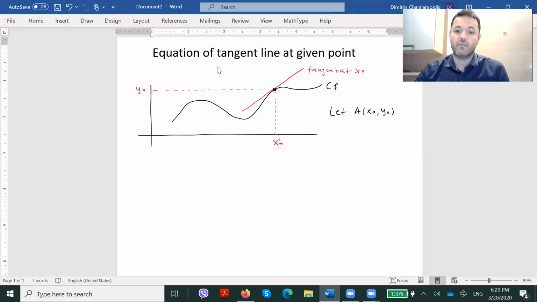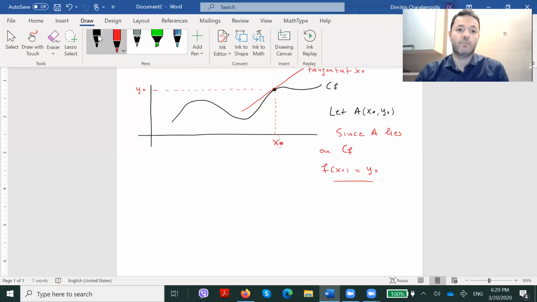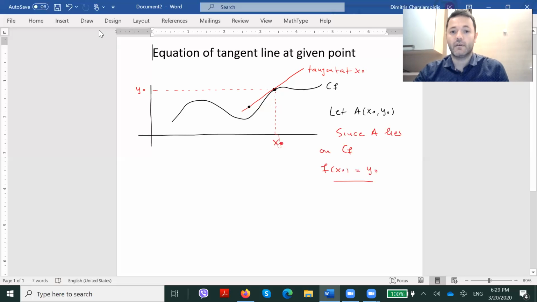Before we start, since A lies on the graph of f, f of x0 will be equal to y0. So in place of y0, we can simply write f of x0. Now, let's also assume that we have a random point M with coordinates x, y, that lies on this tangent.